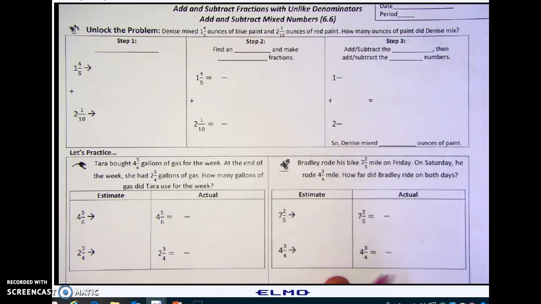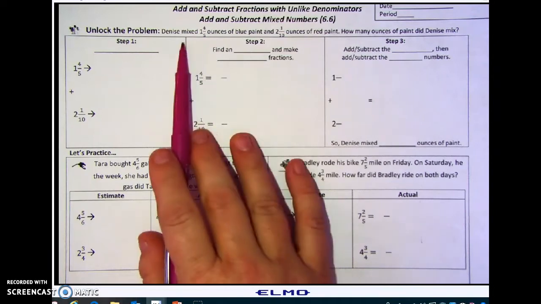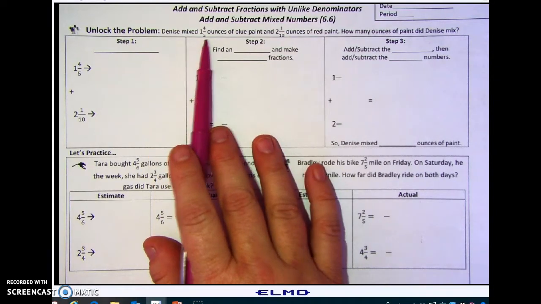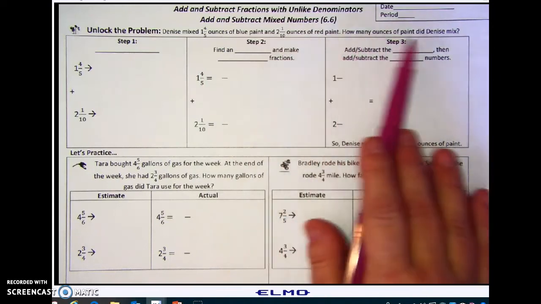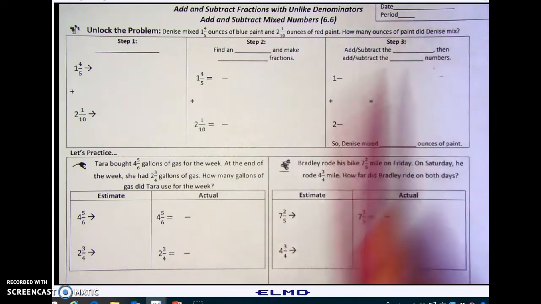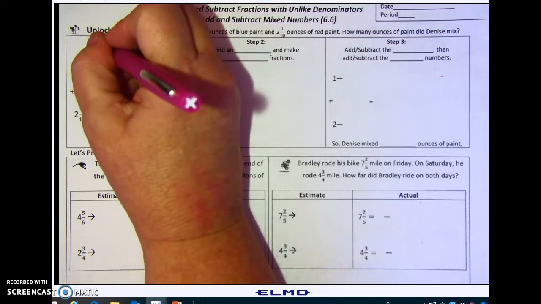So the first thing we need to do is unlock the problem. Denise mixed 1 4/5 ounces of blue paint and 2 1/10 ounces of red paint. How many ounces of paint did Denise mix? So the first step I need to take is to estimate.